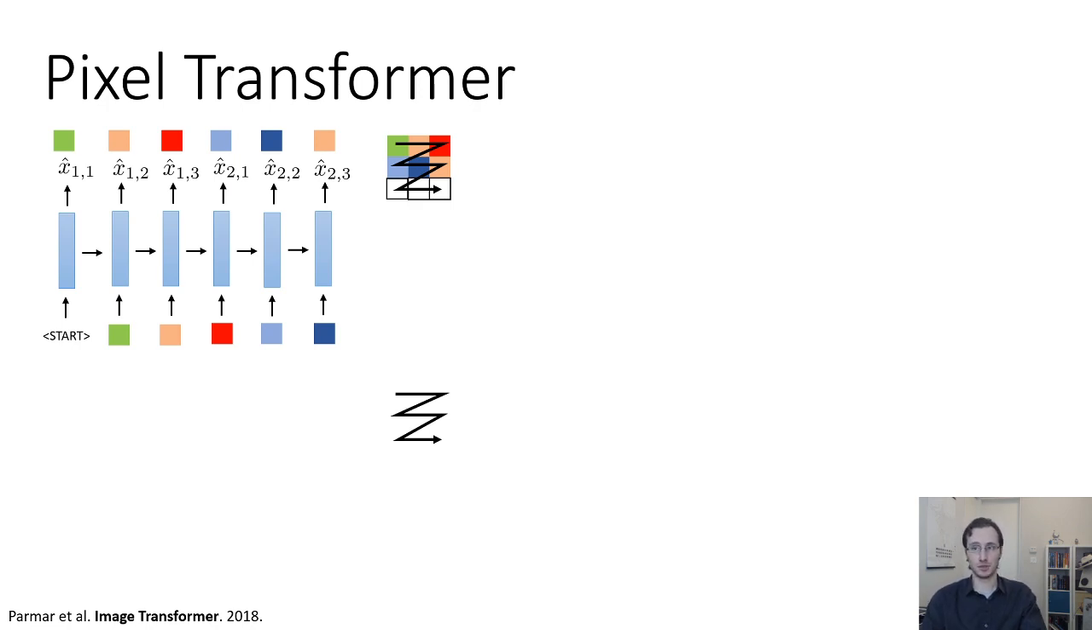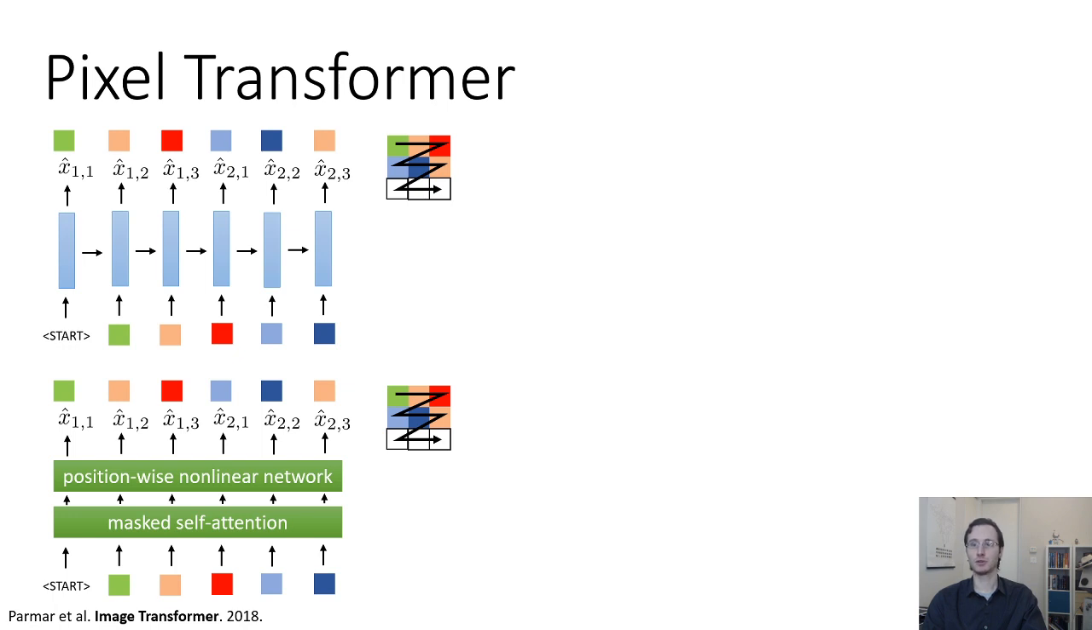Now, we can also build other kinds of models, very much the same way that we discussed in the language modeling portion of the class, not just RNNs. And we could, for example, build a pixel transformer. So we could go from having a pixel by pixel LSTM or stacked LSTM to having masked self-attention and position-wise nonlinear networks repeated n times, just like in the transformer decoder. So we can use a transformer decoder style architecture to build a model over images. If you want to learn more about this, check out the paper by Parmar et al. called Image Transformer from 2018.